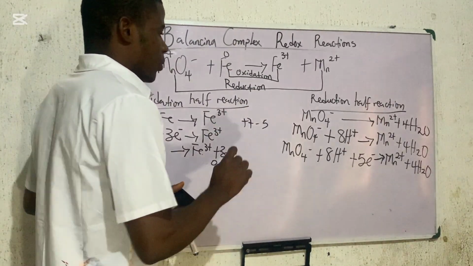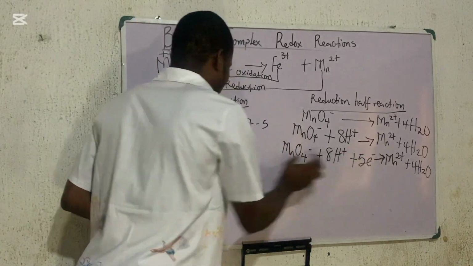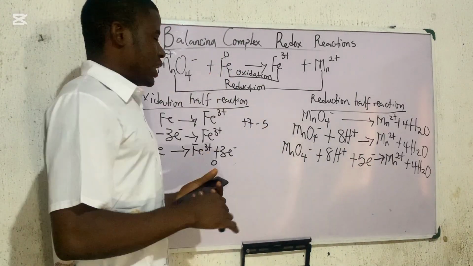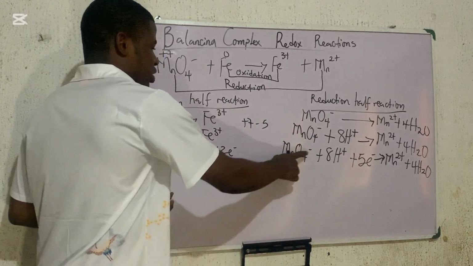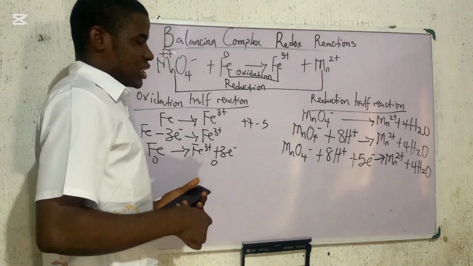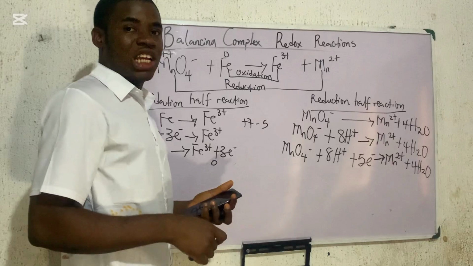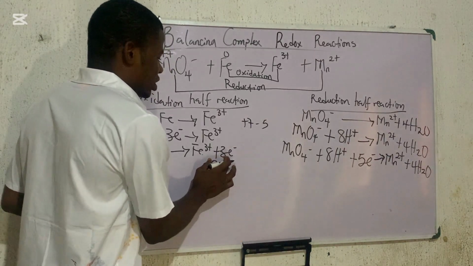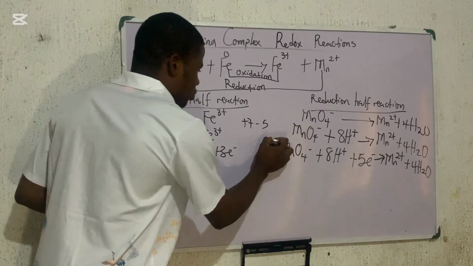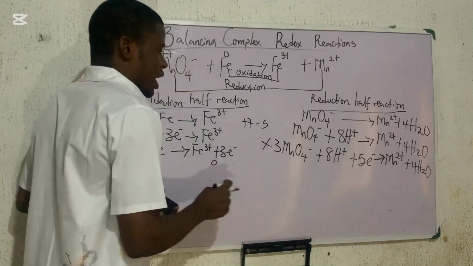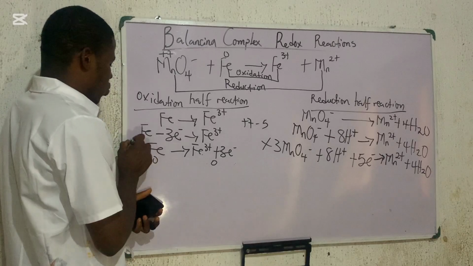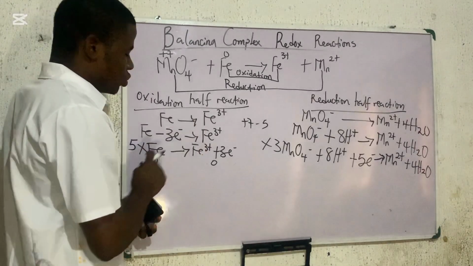Let me tell you. Now I have 5 here and I have 3 here. I need to make them the same for them to be balanced. Now I have to take this equation 1, this equation 2. If you really understand simultaneous linear equations, that's the elimination method. I have 3 moles of electron here, so I have to multiply equation 2 by 3. I have 5 here, so I have to multiply equation 1 by 5. So let's do it.